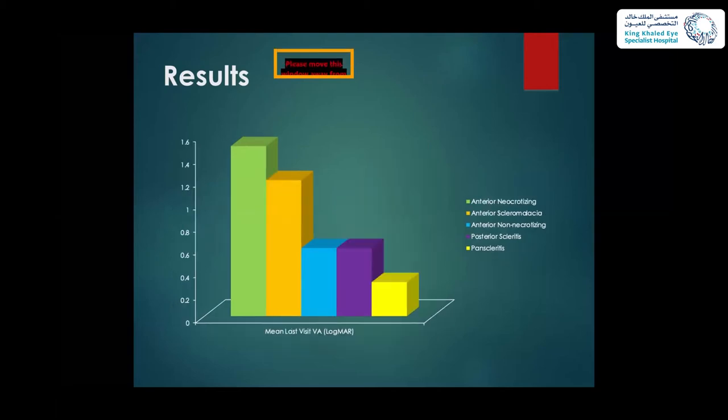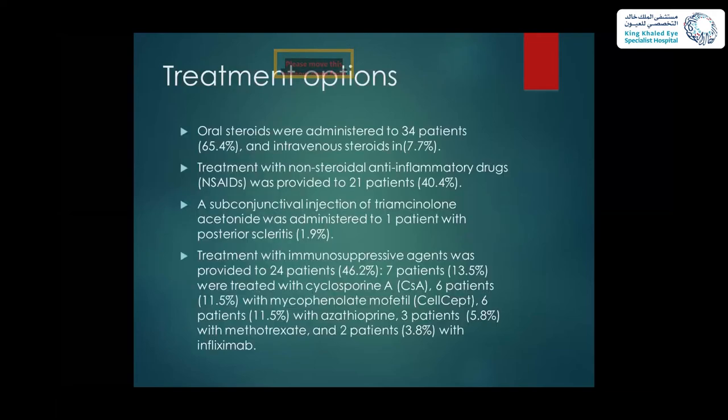And the visual acuity from the study depended on what type of scleritis. Usually necrotizing scleritis and posterior scleritis have the worst visual acuity. And we found out that oral steroid was used in the majority of the patients. Non-steroidals were also used. Subconjunctival injection of triamcinolone was used in only one patient at that time. And now I'm seeing growing literature on using sub-Tenon or subconjunctival triamcinolone or steroid injection, especially for non-necrotizing and non-infectious scleritis. It is very important that you rule out these two, and then if it is unilateral, that will be the best scenario to give subconjunctival steroid.